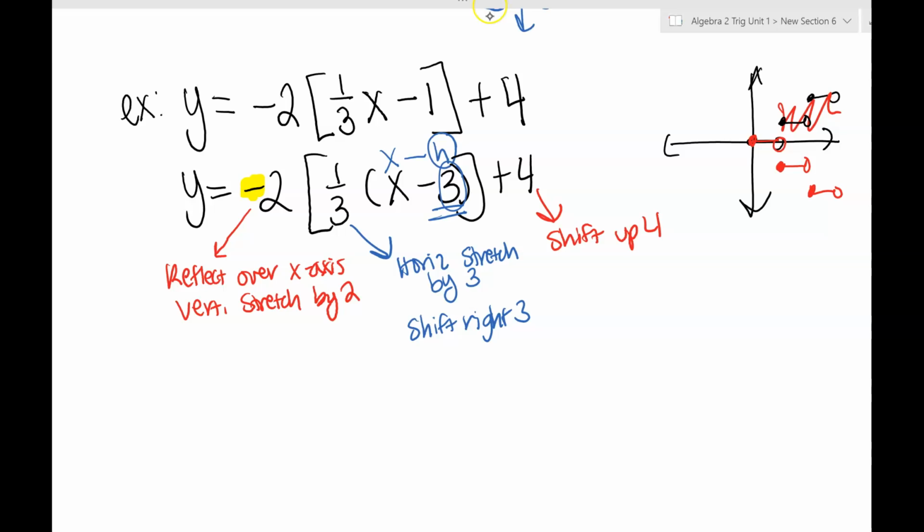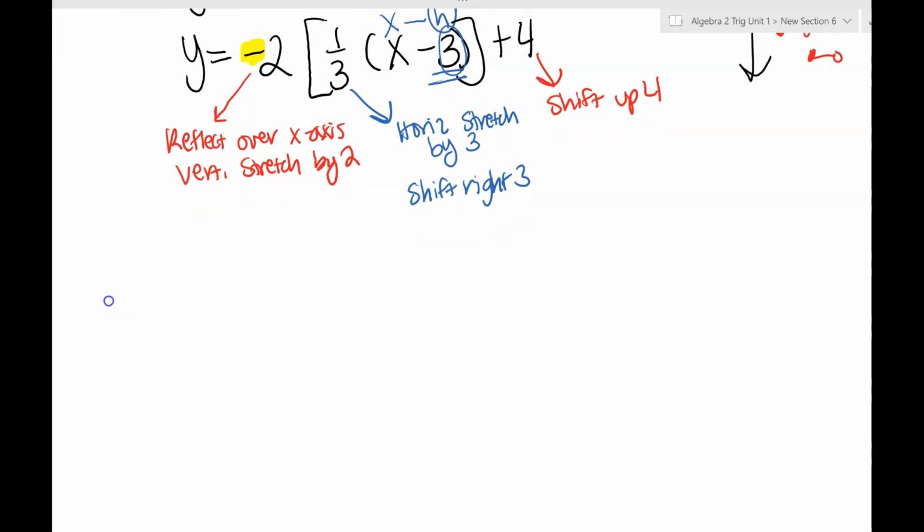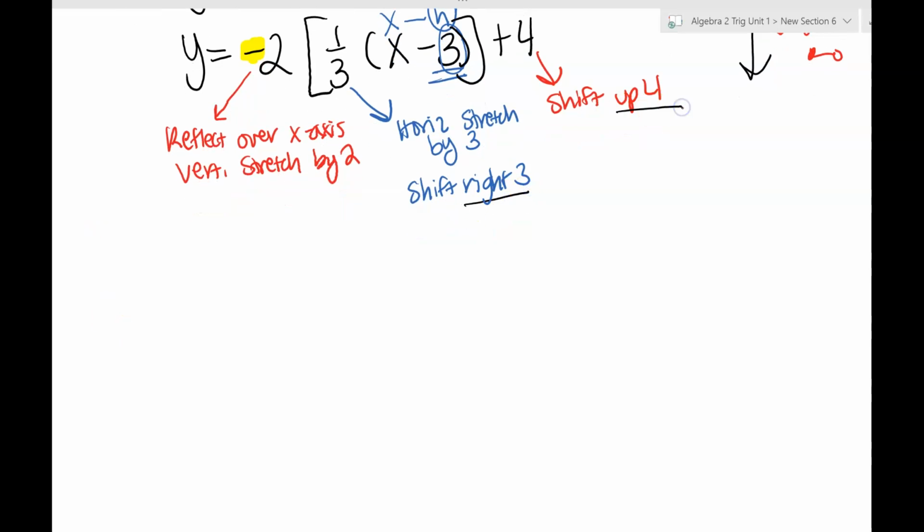So now I'm going to figure out where is my new starting point since these steps have been shifted. So the shifts I have here are right 3 and up 4. So my new starting point, that HK point, is going to be at 3, 4. So I'm going to go ahead and find the point 3, 4. That's my new starting point.